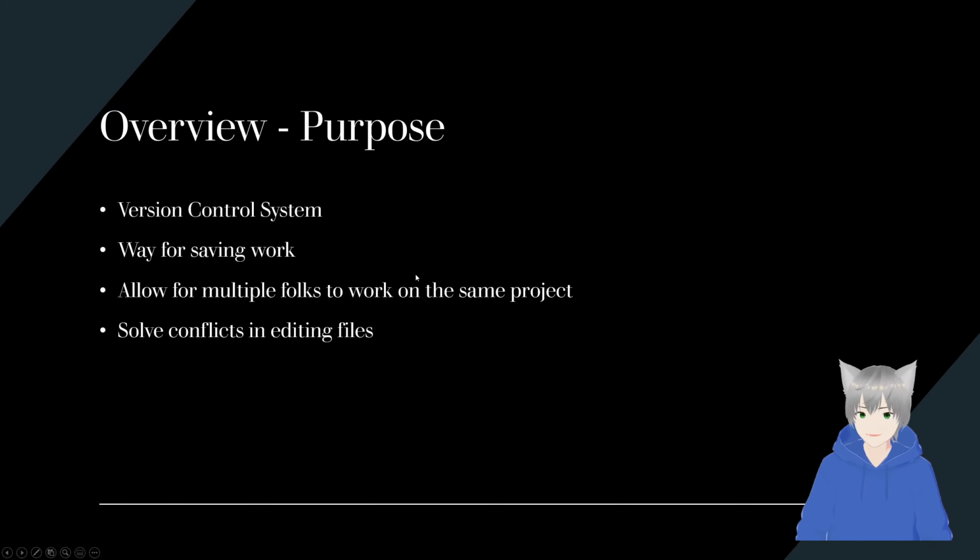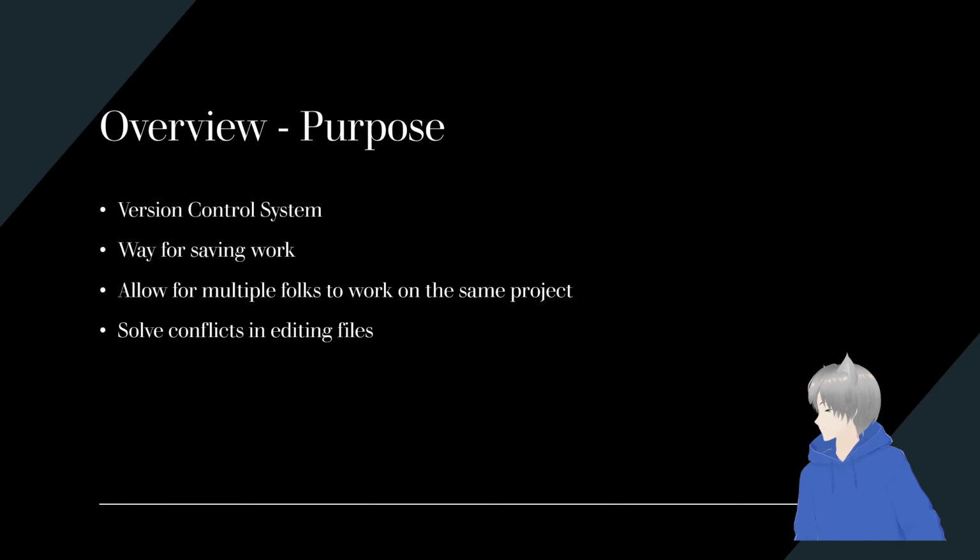So, Git is a version control system. Its job is to keep track of the work you do, mostly in text files, but it can handle other files as well. It tracks who saved what and when they did it. So you can have multiple people working on the same project at once.